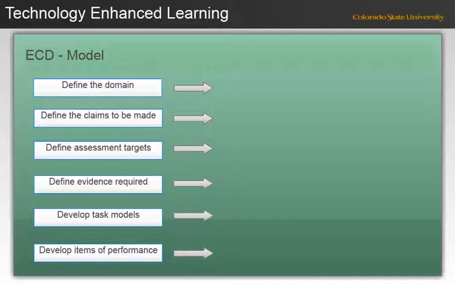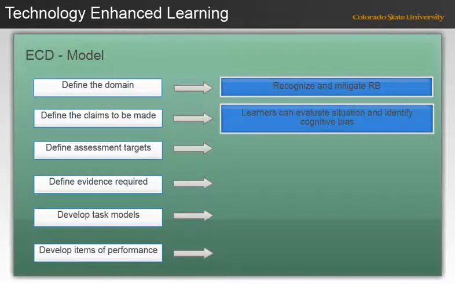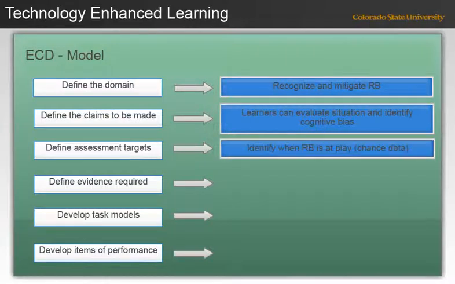So first we defined the domain. We really needed people to recognize and mitigate representativeness bias, or RB. We defined the claims. We wanted the learners to evaluate the situation and then identify the cognitive bias. We needed them to identify when representativeness bias was at play, when chance data was in the situation, and then identify that RB was actually happening in that situation.